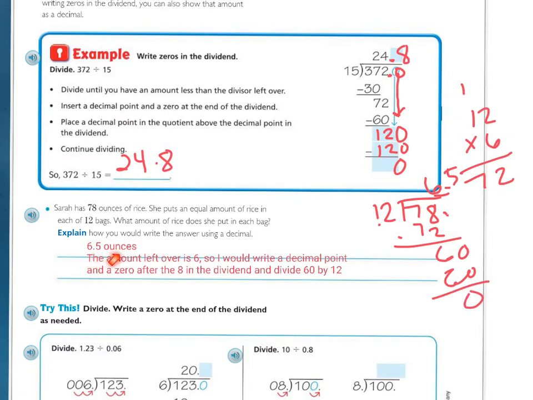So the amount left over is 6, so I would write a decimal point. I added my 0, okay? Actually, I didn't add my 0, but let me add my 0, and I brought it down. And then I would divide 60 by 12, and I would get 5. So the answer is going to be 6.5 ounces.